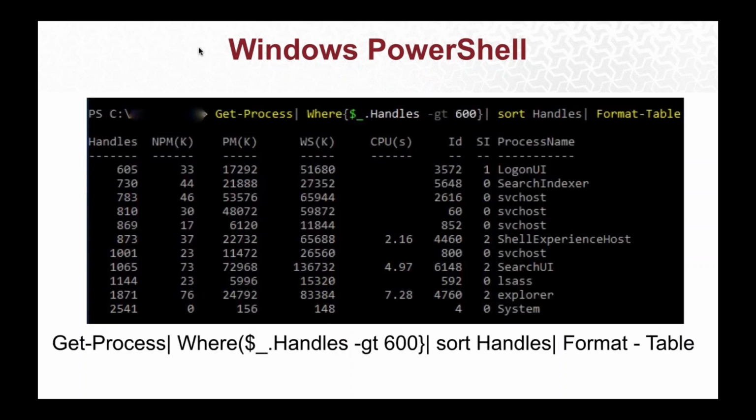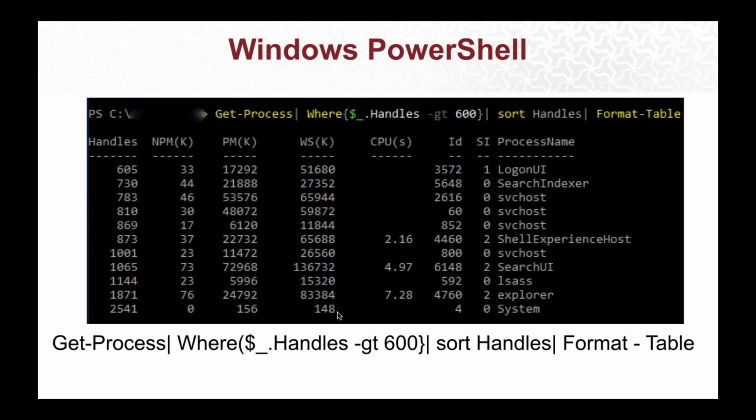So here is a command which, as an admin, we would write, and it will give this result: get process where the processes have handles more than 600. We first run PowerShell on the command prompt, and then we run this command. The command is shown over here. Then it will give me this particular output.